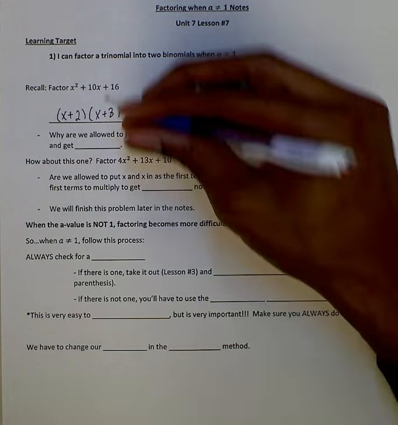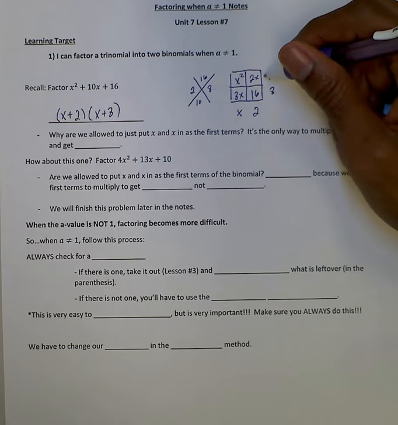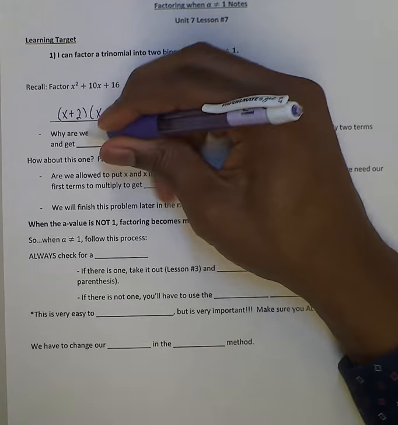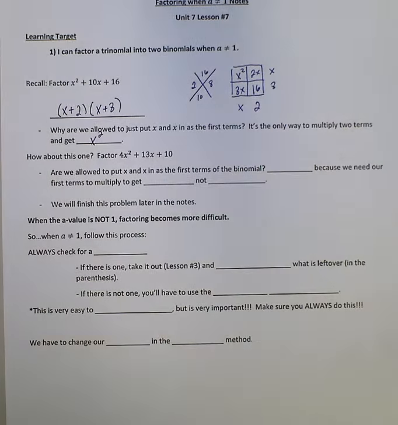As we factor this out, notice that this is just going to be x and x. We don't have to think too hard about it because it's the only way that we can get x squared. Alright, but now let's look at a tougher problem.